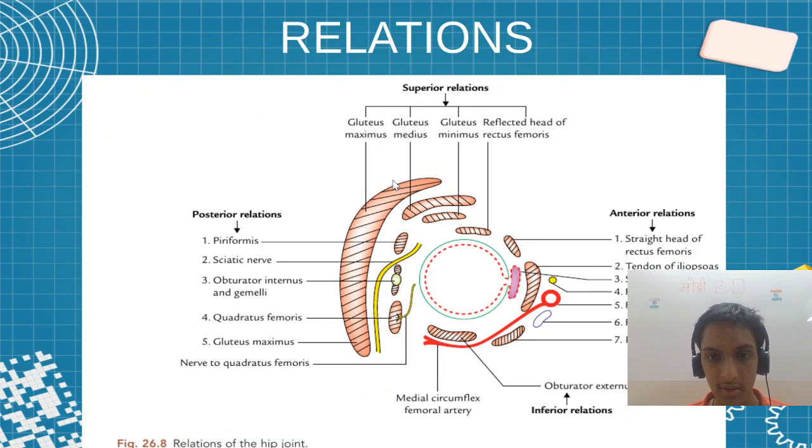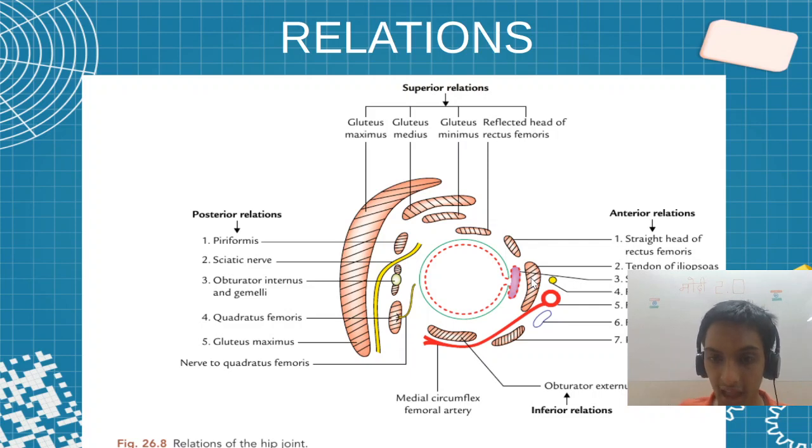Let us see the relations of the hip joint. What you are finding are the superior, posterior, inferior and anterior relations. Now let us see the superior relations. The three gluteal muscles, maximus, medius, minimus, along with rectus femoris. Two heads will be there, reflected and straight. The reflected one is in the superior, the straight one in the anterior. Straight, A for anterior, remember.